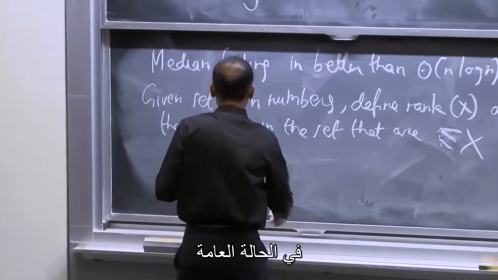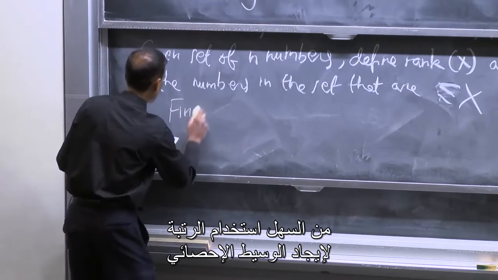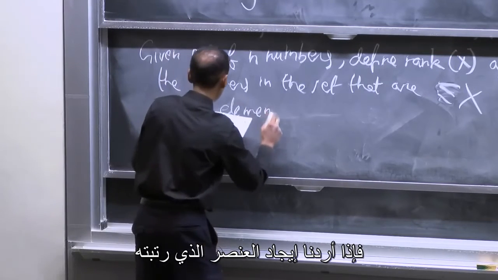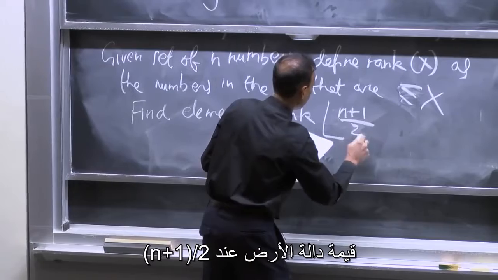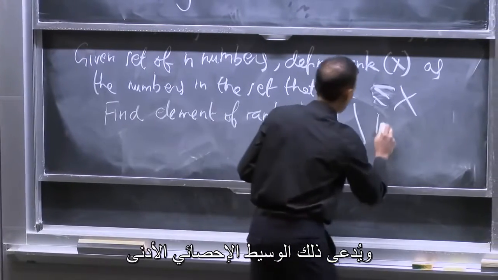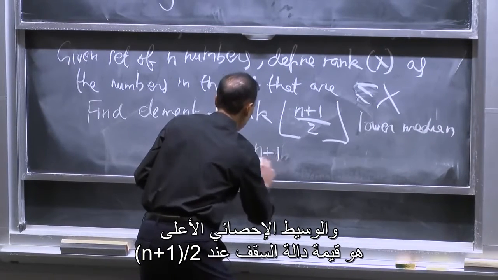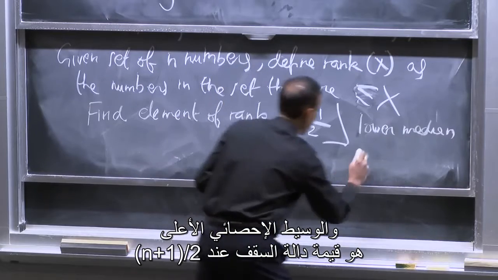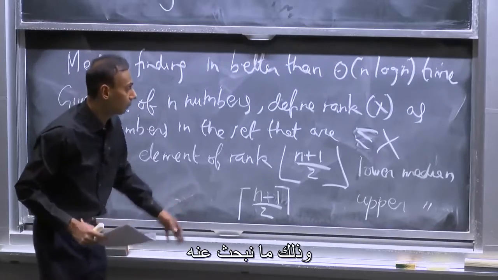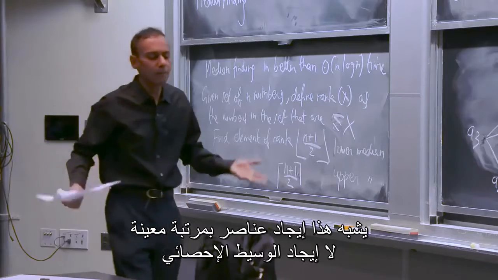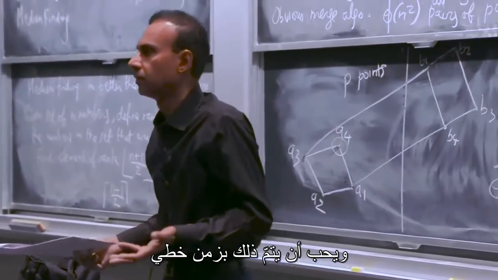So in general, the rank is something that you can use very easily to find the median. So if you want to find the element of rank floor of (n plus 1) divided by 2, that's what we call the lower median. And ceiling of (n plus 1) divided by 2 is the upper median. And they may be the same if n is odd. But that's what we want. So you can think of it as not median finding, but finding elements with a certain rank. And we want to do this in linear time. Okay?